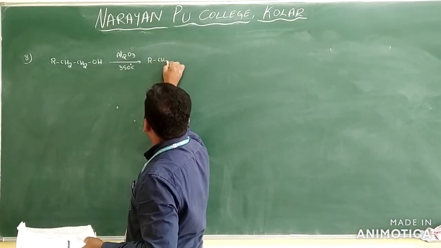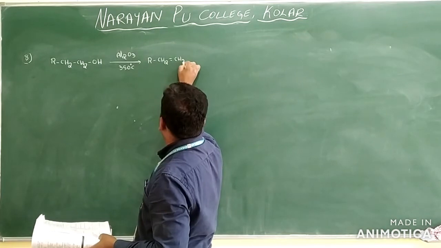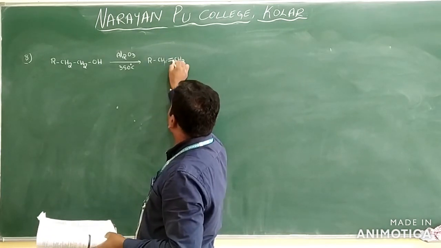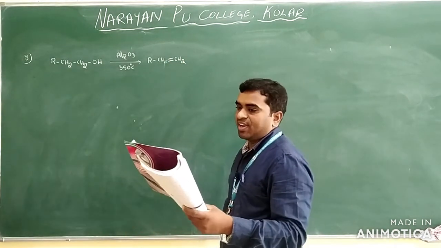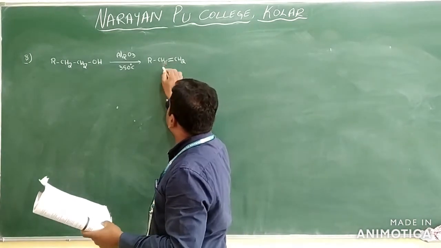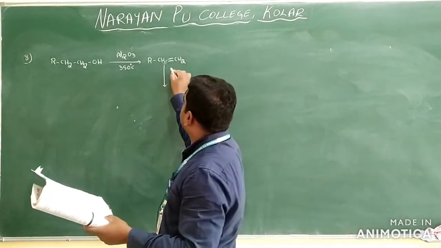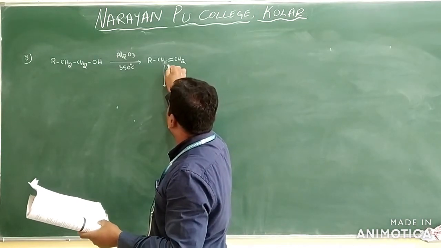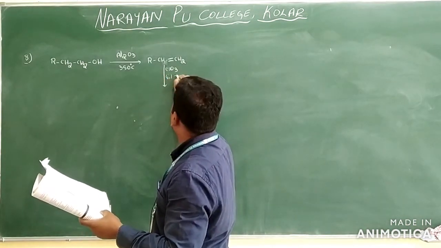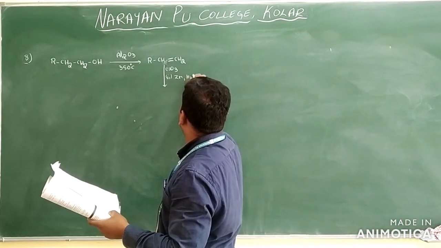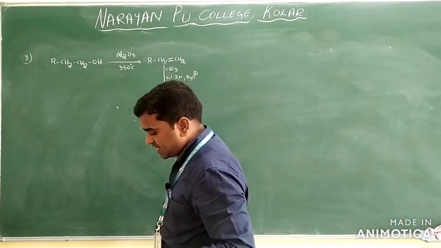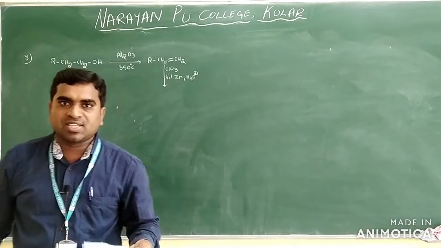They have already given the alkene, CH double bond CH2. Now this is the third step. Next, what have they given? Ozonolysis: first O3, and then zinc with H3O plus. You might have studied ozonolysis in the first year.